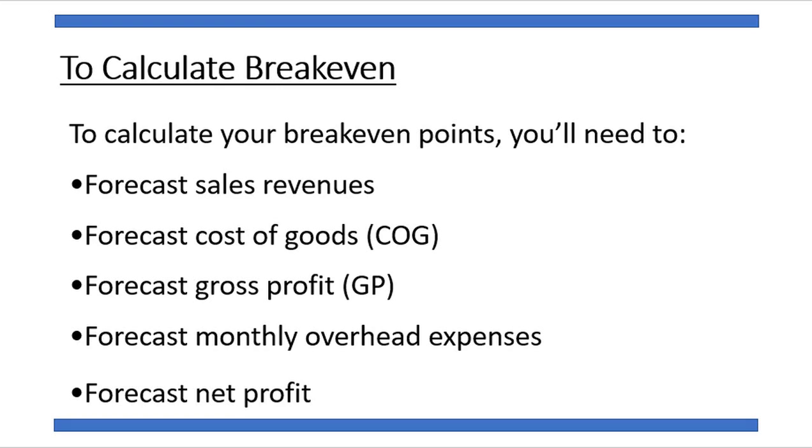And from that gross profit amount, you'll then subtract your monthly overhead expenses. These are also sometimes referred to as fixed costs, and this is your rent, your employees, your vehicles, etc. So once you take your gross profit and you subtract your monthly overhead, this will give you a net profit or loss if for some reason again your expenses exceed your revenue.